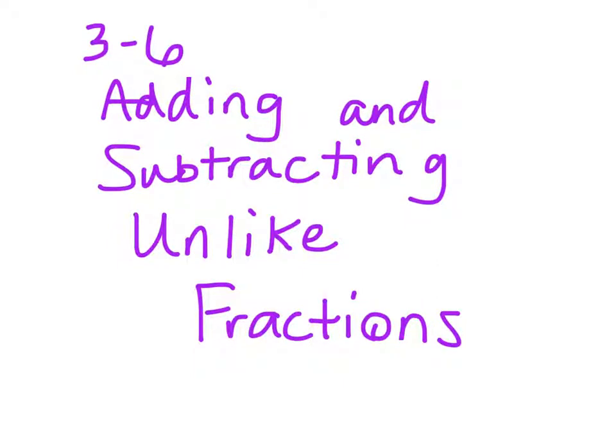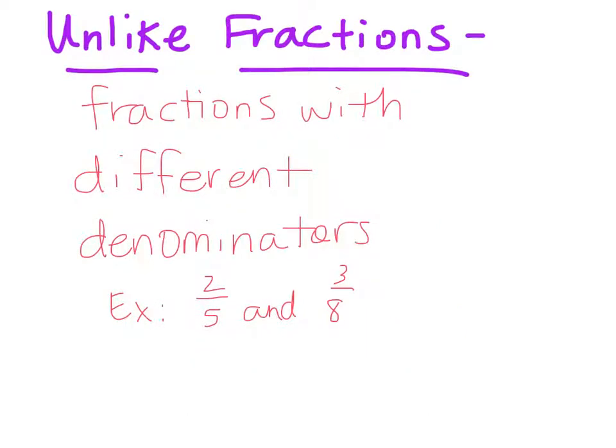Chapter 3, Lesson 6, Adding and Subtracting Unlike Fractions. All right, first thing we need to see is the definition of unlike fractions. They are fractions with different denominators. So an example of unlike fractions would be 2/5 and 3/8.